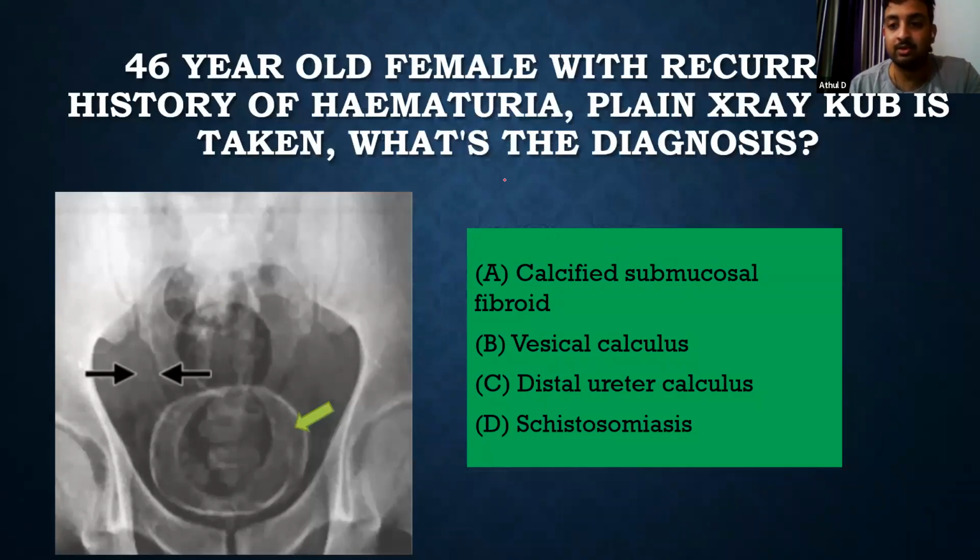So this is another classical spotter, usually asked in recent years; we were discussing this along with our urology questions. So now everything is the same, and I have included this also. A 46-year-old female with a recurrent history of hematuria. They ordered a plain X-ray KUB. There's a classical imaging sign seen in this patient. So what is the diagnosis? Is it a calcified submucosal fibroid, a vesical calculus, a distal urinary calculus, or schistosomiasis? Can anyone tell me the name of the sign here?